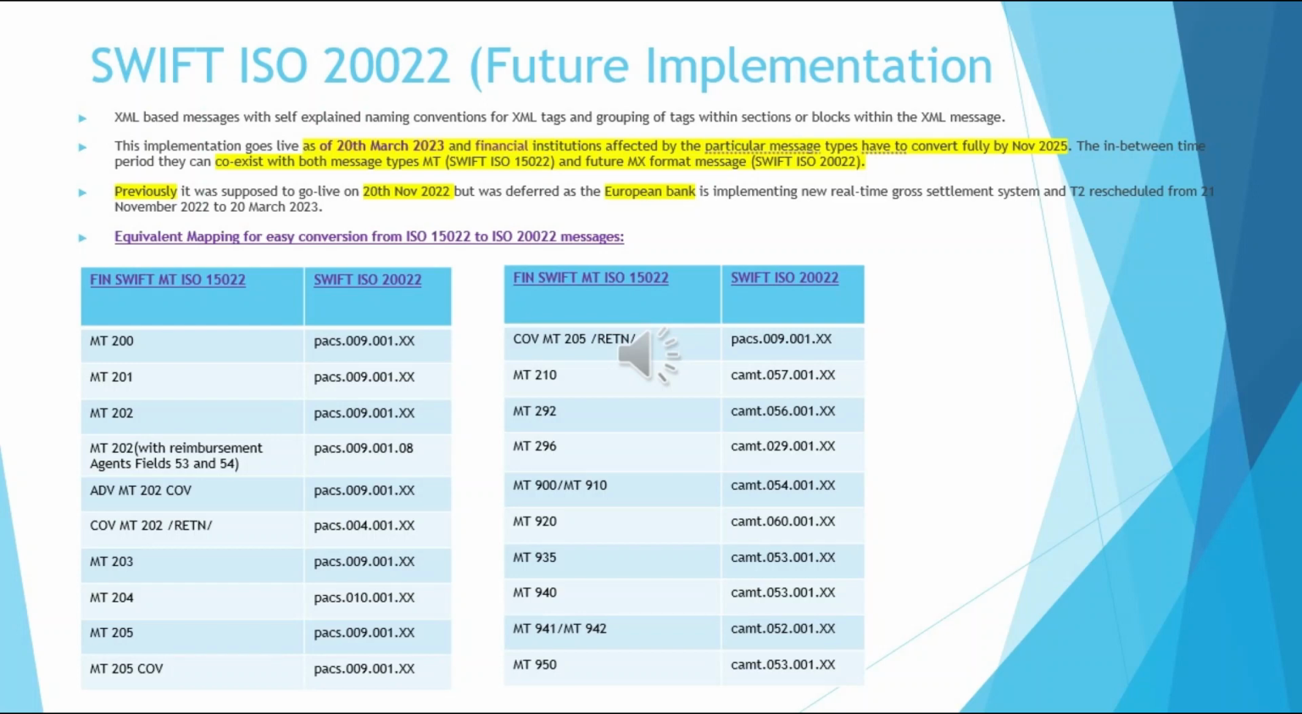So I have displayed the mapping in a table about how the ISO 15022 message maps to the ISO 20022 message. In this example, we are going to consider the MT202 message mapping to PACS.009.001.x.